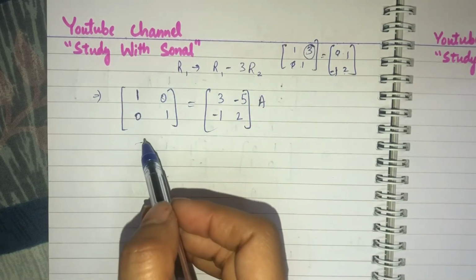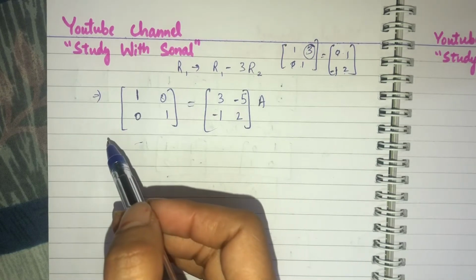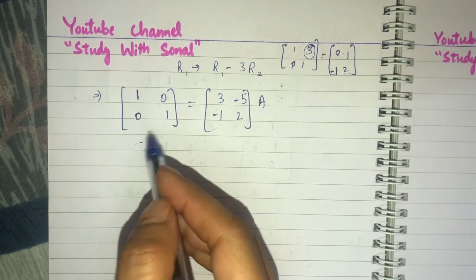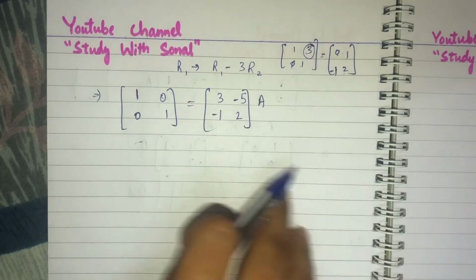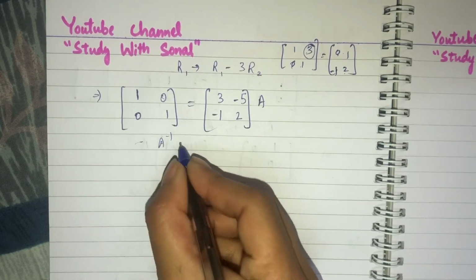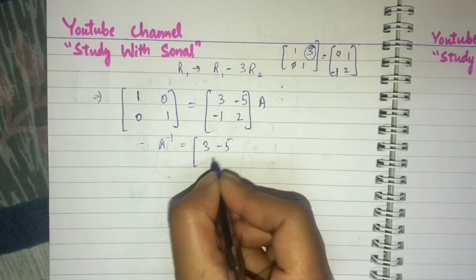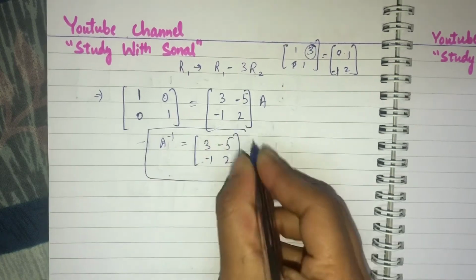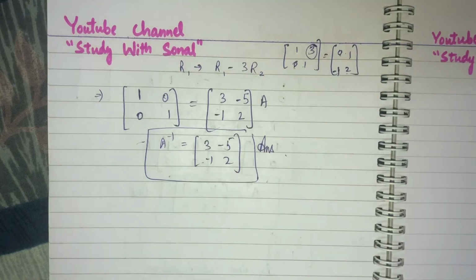Hardly in 2-3 minutes you can do, and after practice you can do it in 1 minute, I guess. Depends on practice only. Maths is all about practice. This is I. This is what A inverse we have. So A inverse is 3 minus 1 minus 1 2. Yes, this is your answer.